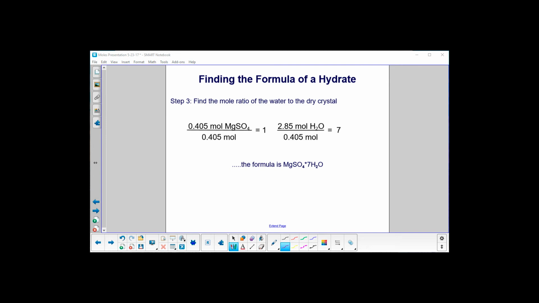We now find the mole ratio of the water to the dry crystal. Who had fewer moles? Well, that would be the magnesium sulfate right here. So we're going to divide both numbers by 0.405. And we get magnesium sulfate as 1. Divide the same number by itself, you get 1. Water, we get 7. So our formula will be magnesium sulfate, asterisk, 7 water molecules, just like that.